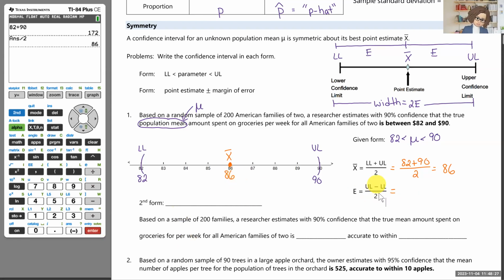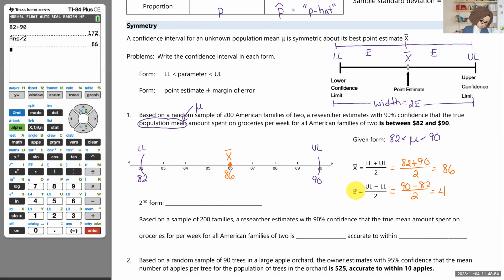And one way to find it here is to recognize that lower limit to upper limit, this whole length is 2E. So if we found the length of the interval and divided it by 2, we'd have our margin of error. So I'll take it that way. So 90 minus 82, upper minus lower, divide by 2. That will be 8 divided by 2, or 4.